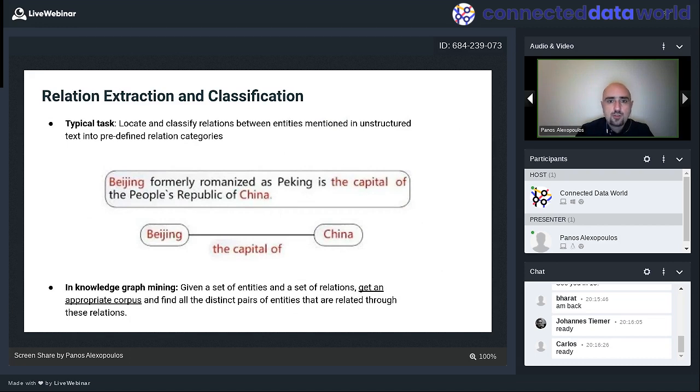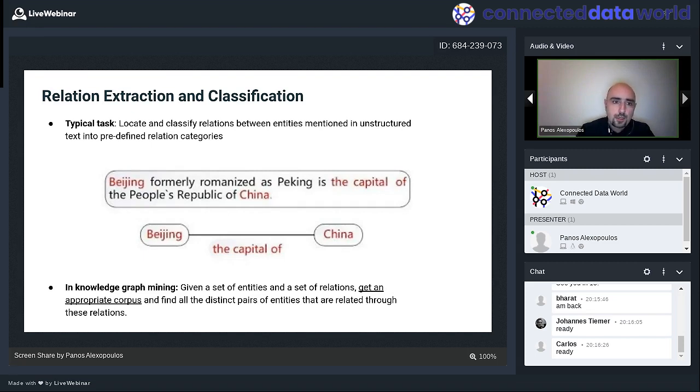So for example, when we have the sentence, Beijing, formerly romanized as Peking, capital of the People's Republic of China, one relation that we may want to infer from there is that Beijing is the capital of China. Another relation that is not explicitly given in this example, but that would probably be useful, is that Beijing and Peking are synonyms, or at least they can be considered as synonyms. So Peking is another way to refer to Beijing.